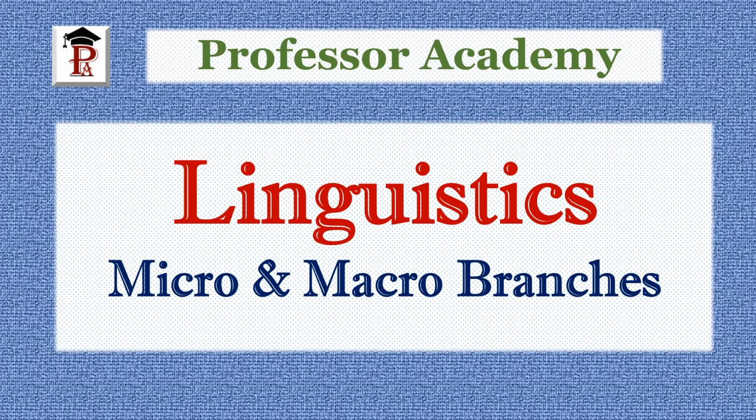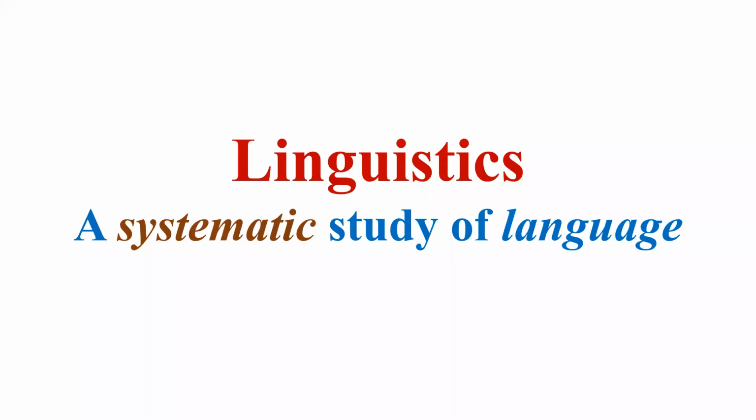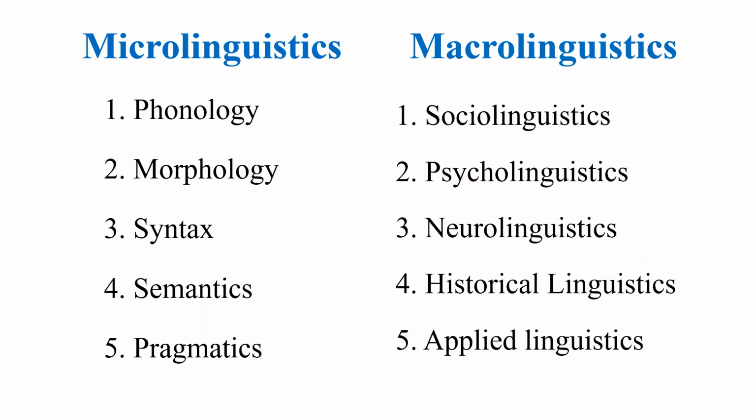In today's class, we are going to look at linguistics, micro and macro branches. Generally, linguistics is defined as a scientific study of language. It can also be defined as a systematic study of language. Under linguistics, any language or its properties can be studied properly. Okay, so with this understanding, let's go to today's class.